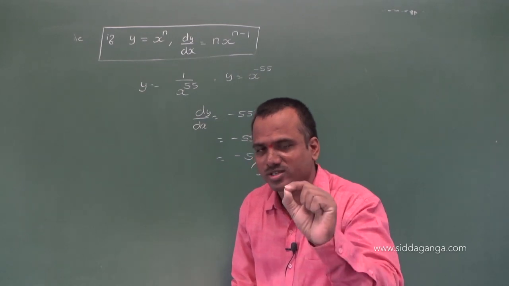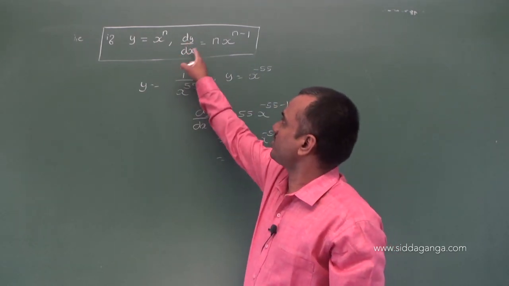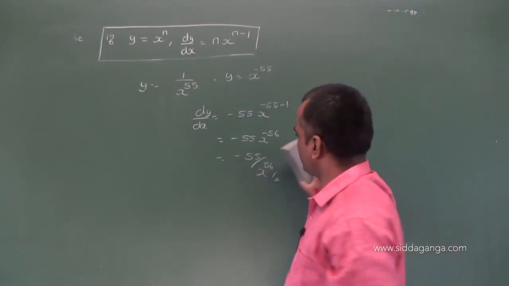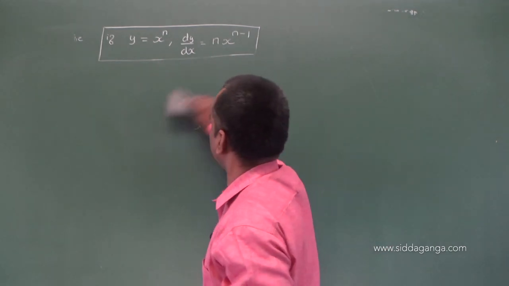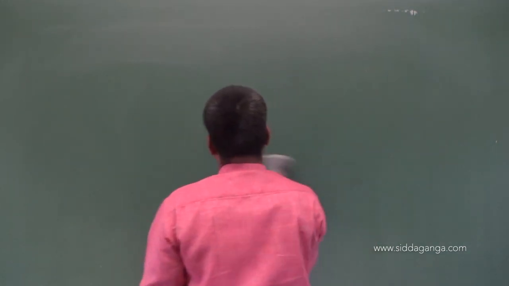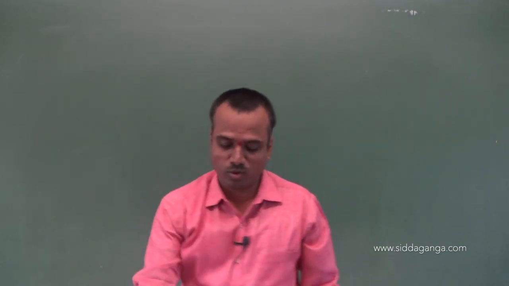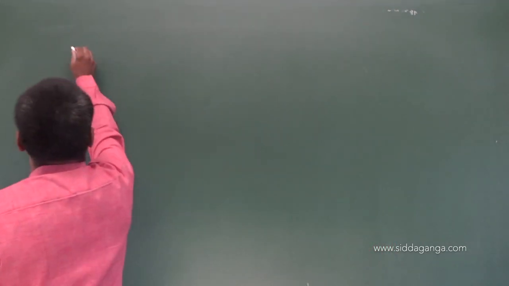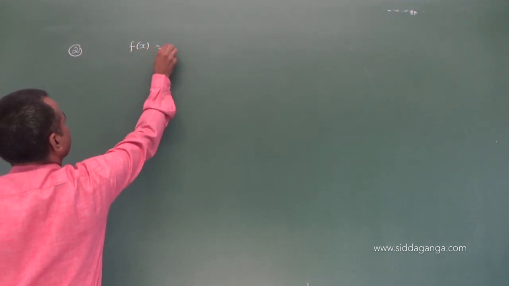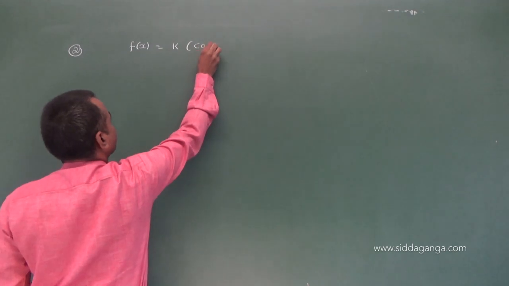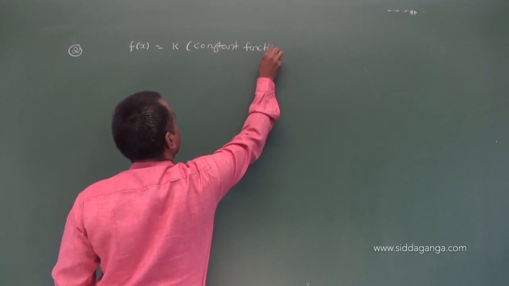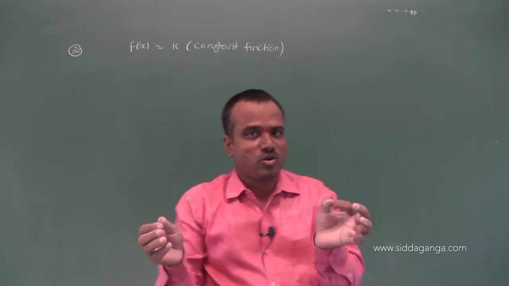How to find the derivative in the form of x to the power n: simply, y is equal to x to the power n, dy by dx is what? N into x to the power n minus 1. First formula is over. We take one more formula by using first principle. Second formula: f of x is equal to k, a constant function, very important.